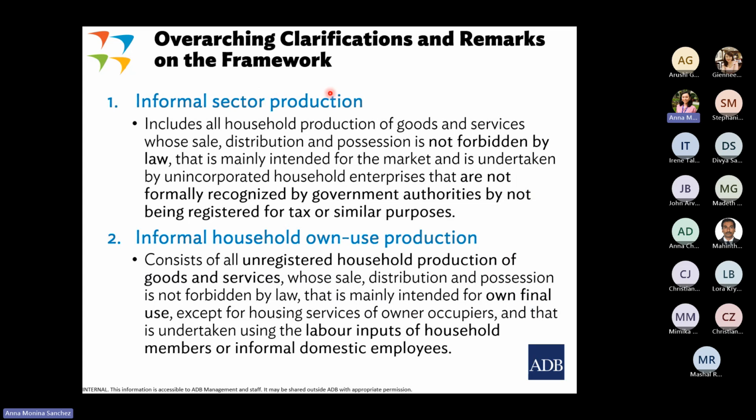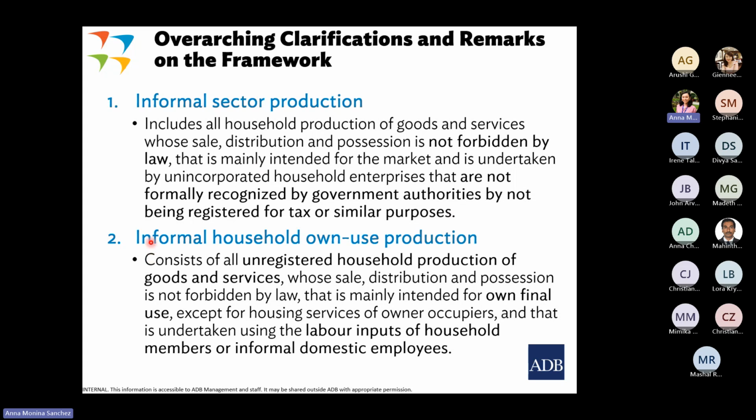Number one, informal sector production. This is a long sentence, so please bear with me. It would include all household production of goods and services whose sale, distribution, and possession is not forbidden by law, not illicit, not illegal, that is mainly intended for the market, and is undertaken by unincorporated household enterprises that are not formally recognized by government authorities by not being registered for tax or similar purposes. An example of this would be households producing food items for sale to the public, but the household member selling is not incorporated nor registered for tax.